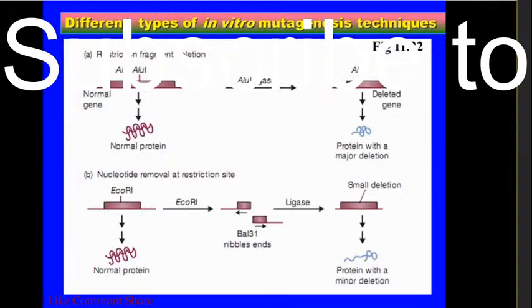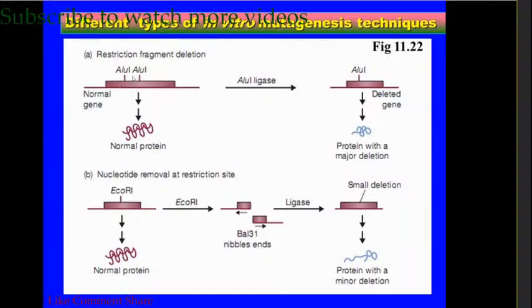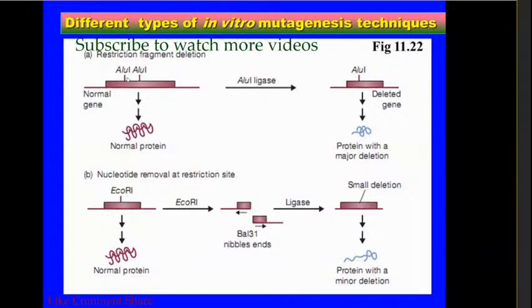In the first type, the restriction fragment site, each and every gene has different ends in the different restriction fragments. In the first explanation, they explained with the band. The full restriction fragment has two sites. The normal gene, without mutation, has two restriction sites, active restriction sites for the ALU1 enzyme.